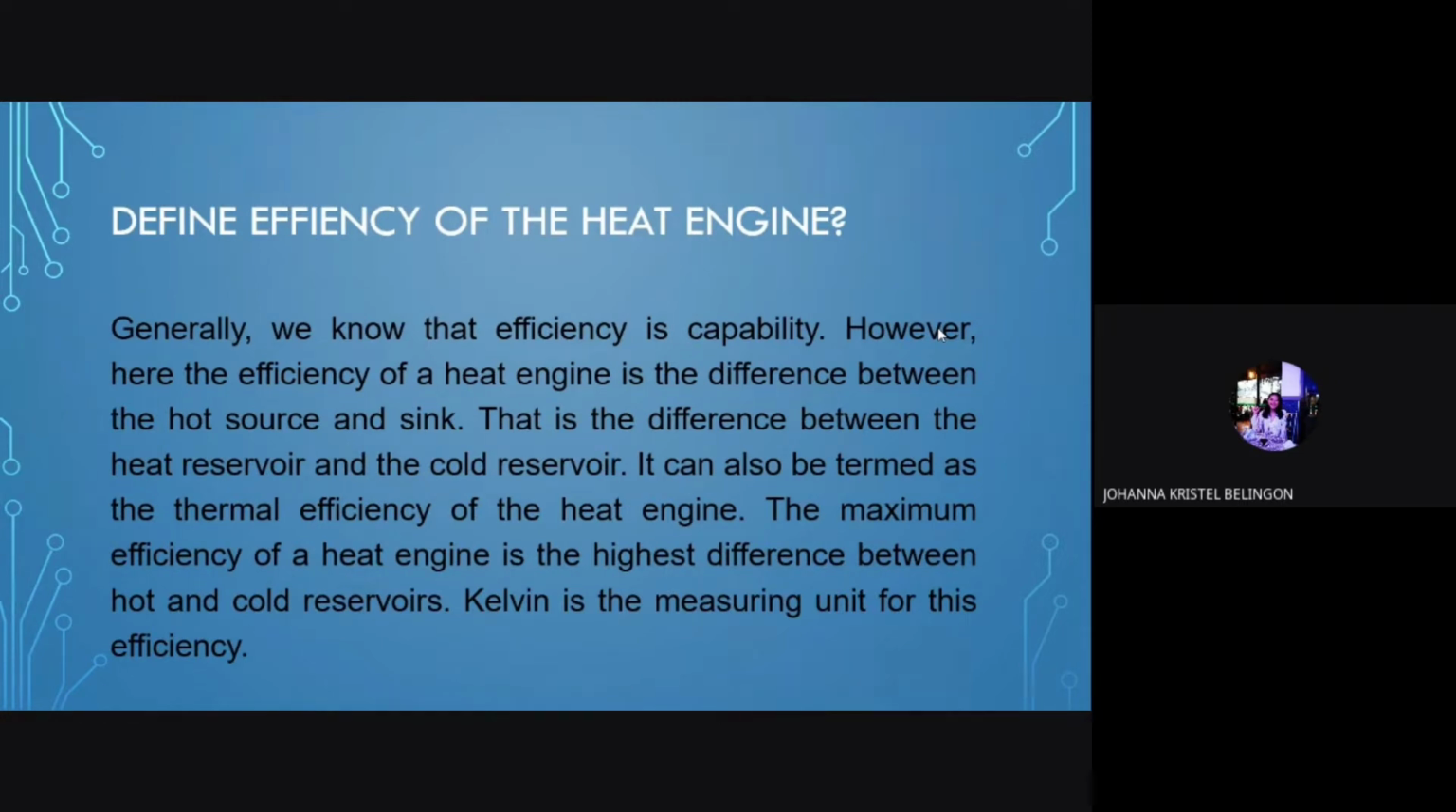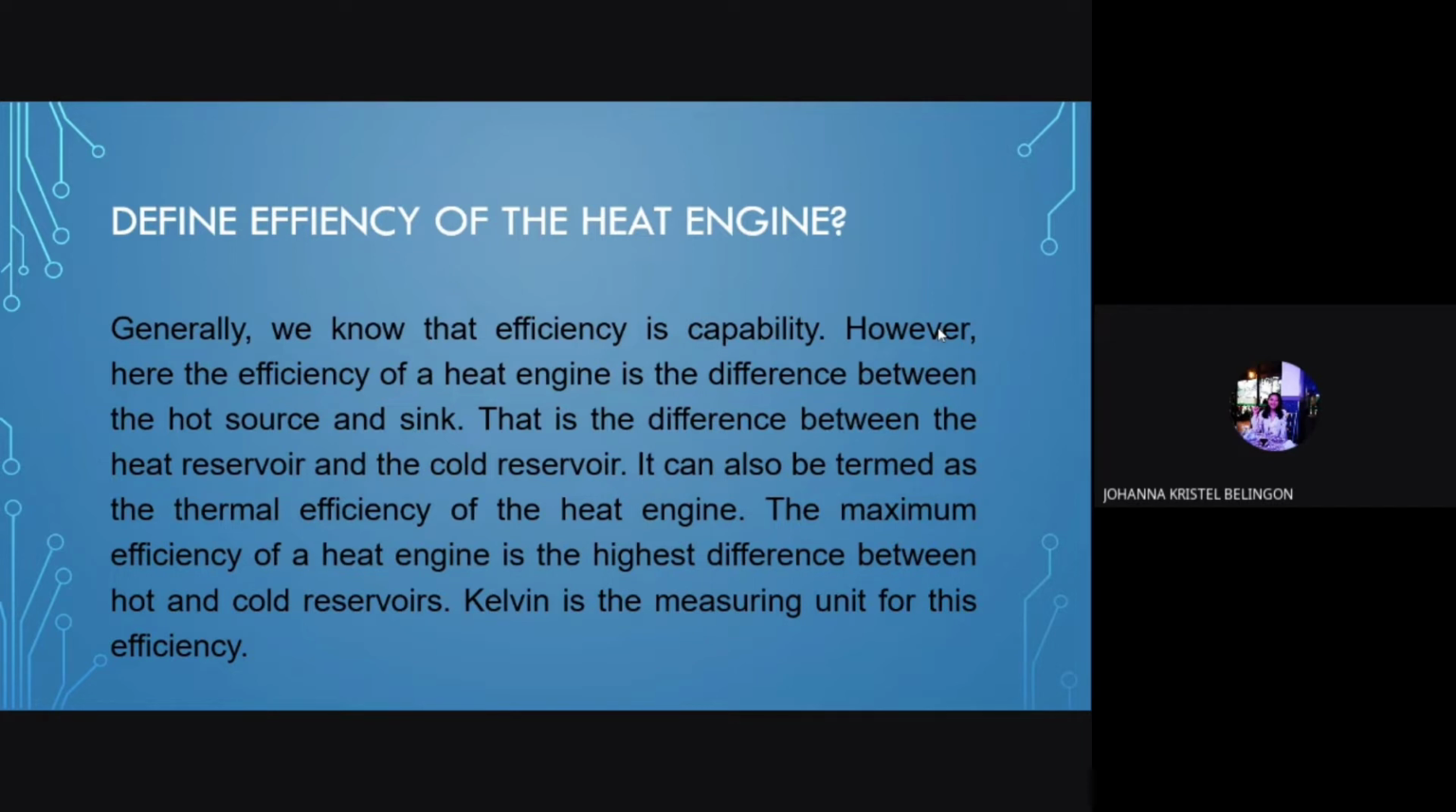Efficiency of the heat engine. Generally, we know that efficiency is capability. However, here the efficiency of a heat engine is the difference between the hot source and sink. That is the difference between the hot reservoir and the cold reservoir. It can also be termed as the thermal efficiency of the heat engine. The maximum efficiency of a heat engine is the highest difference between hot and cold reservoirs. Kelvin is the measuring unit for this.